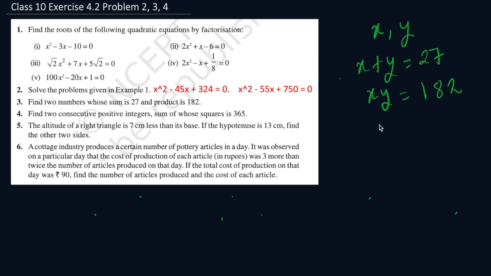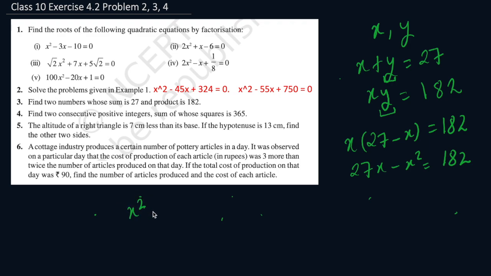Now how you can find x and y is that instead of this y you can put 27 minus x. So this will become x times 27 minus x equals 182. So you can write it as 27x minus x square equals 182. So our equation will be x square minus 27x plus 182 equals 0. Now you need to split 182 into two parts such that you get 27.